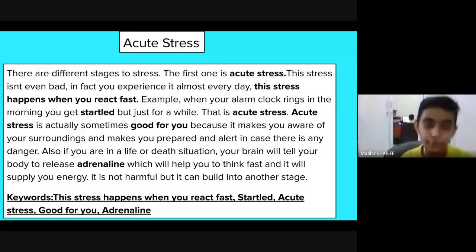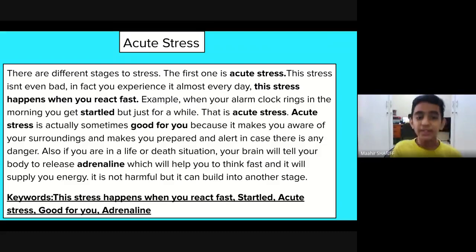Now we're going to tell you information about stress and depression. We decided to do this in stages. So let's start with stress. There are different stages to stress. The first one is acute stress, the very small one. This stress isn't even bad. In fact, you experience it almost every day.